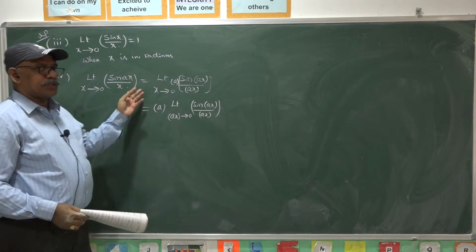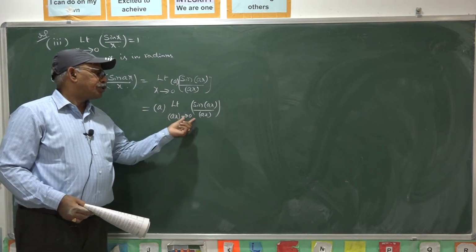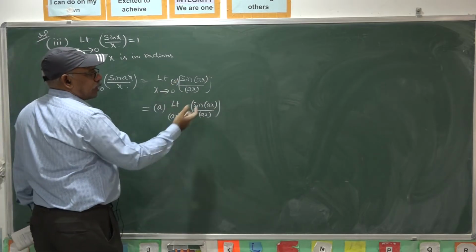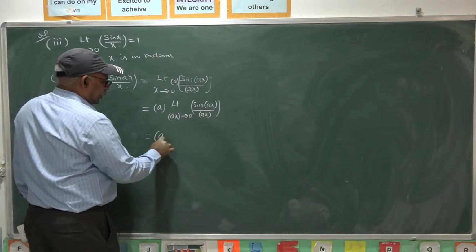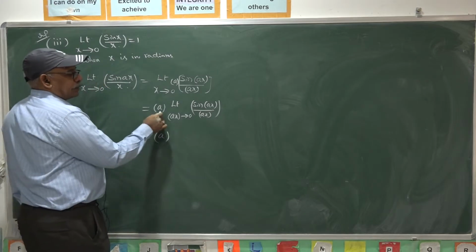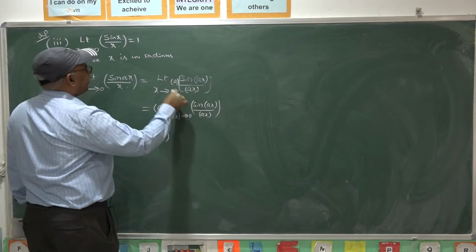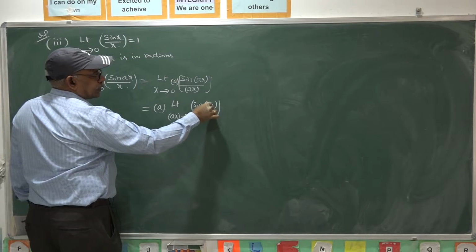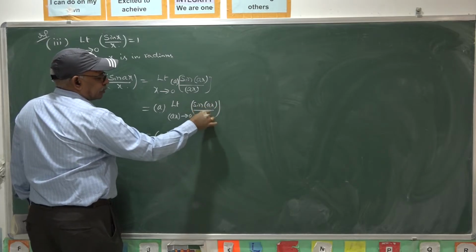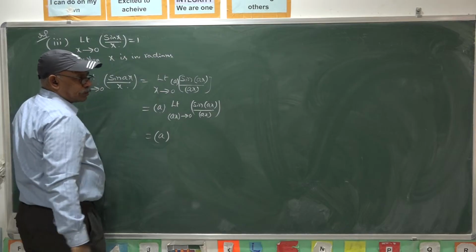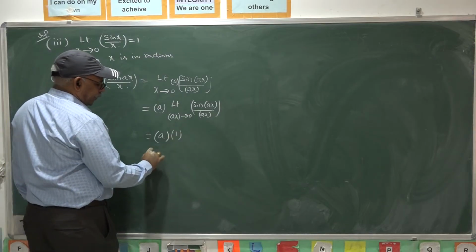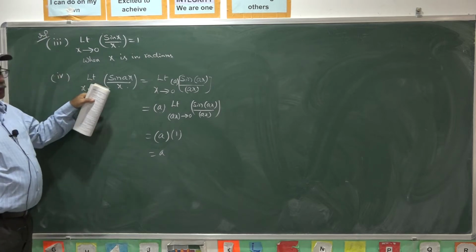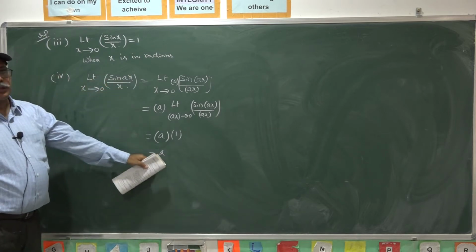Instead of taking x goes to 0, we can take ax goes to 0, sin ax by ax. These two limits are one and the same; the result is one and the same. So that is a into sin capital X by capital X, assuming ax as capital X, as capital X goes to 0, which is clearly 1. Hence, the required limit is a. Therefore, limit x goes to 0, sin ax by x is always a.